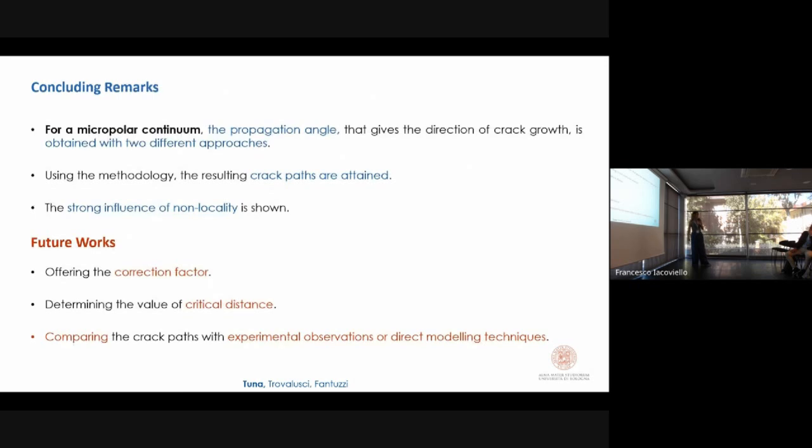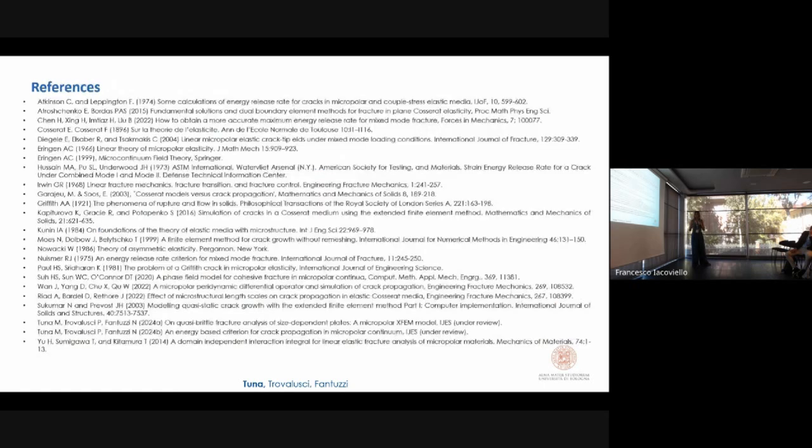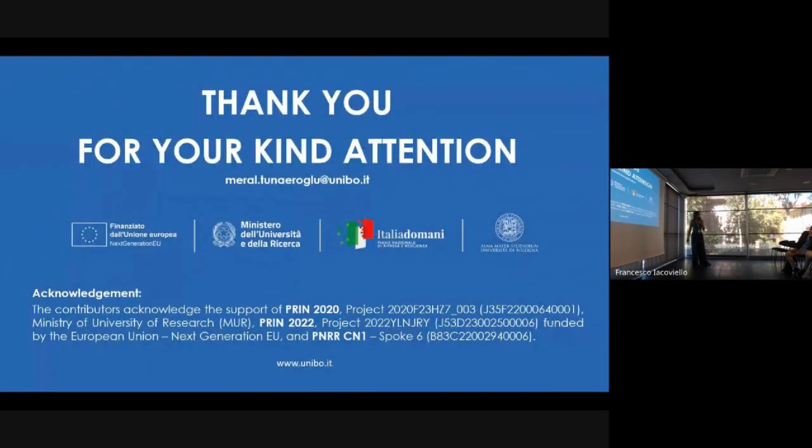So overall, the most important thing is, if a structure is highly size dependent, we need to use proper continuum theory and fracture criterion, because we have different results. And the things we should do are offering the correction factor for critical cases, of course, determining the value of critical distance, finding a way to determine its value. And finally, we should compare our results with experimental observations to see if the correct trajectory aligns. These are the references I used, and thank you for your attention.